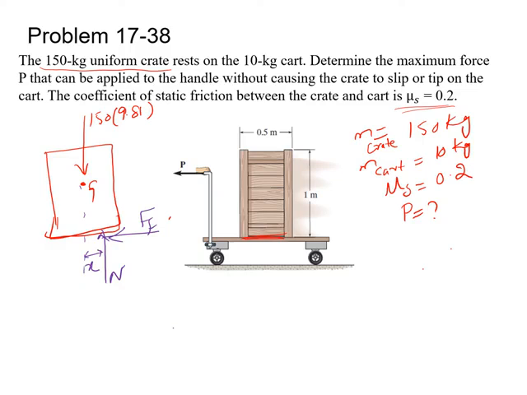Let us say that this is the point B, and this point is A, and the dimension given for this whole width is 0.5, so this will be equal to 0.25, half of the width. And from G point to this edge the distance will be, since the total height is 1 meter, equal to 0.5 meter. So this is the free body diagram for the present case.